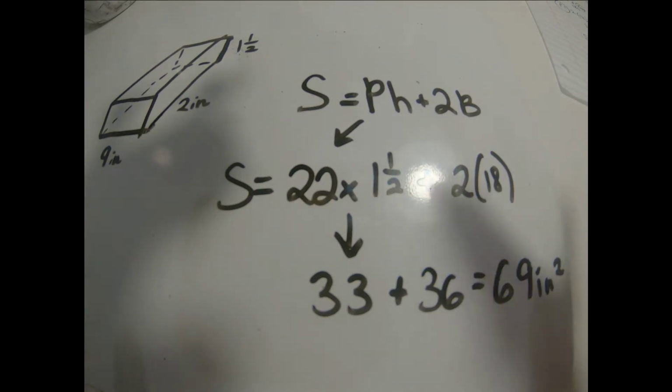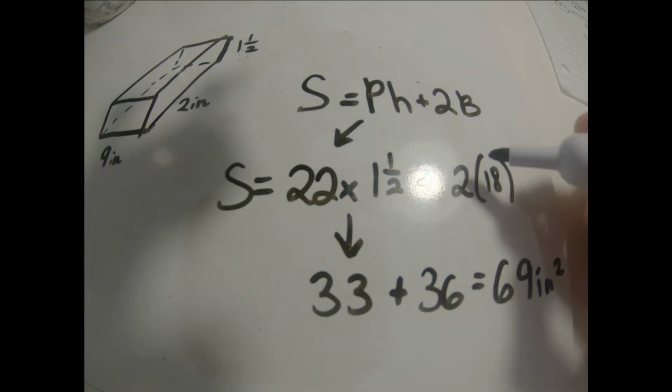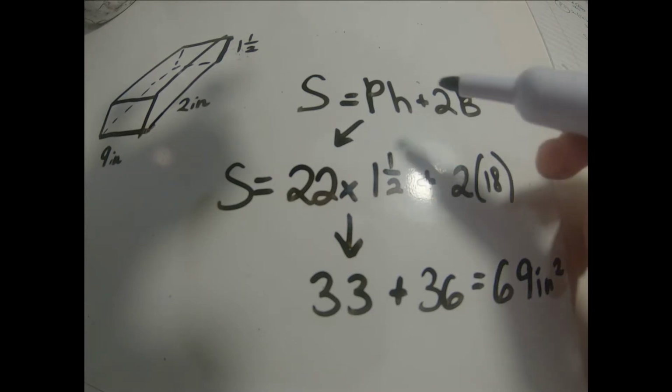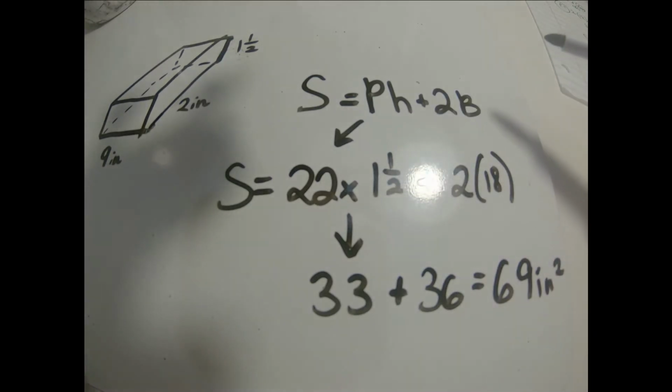Hopefully that's what you got. If not, maybe you realized what mistake you're making. Maybe it's in the fact that you're not multiplying times 2 bases. Maybe you're using the wrong measurements for length, width and height. You really have to make sure you're comfortable labeling some of these figures, okay? Or all of these figures, I should say.